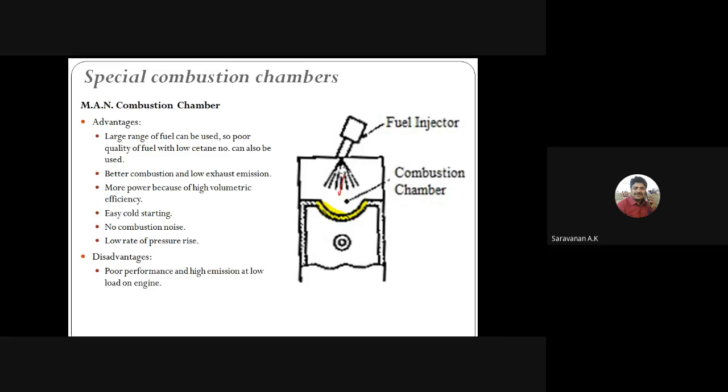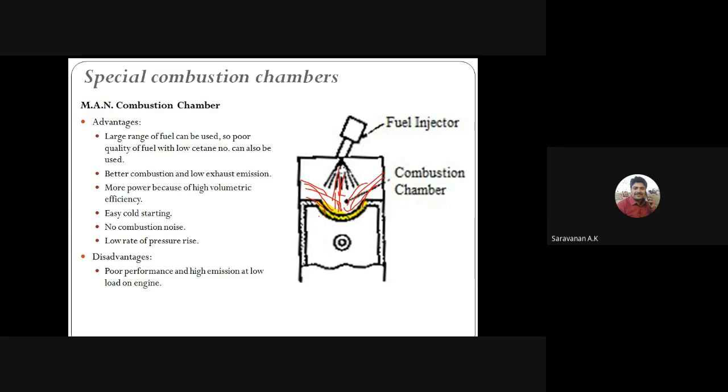So the spray will be splashed here, and it will be passing through the entire chamber, right? For that only we are using a small spherical cavity in the top of the piston, the piston crown, right? Such a type of fuel spray was developed.